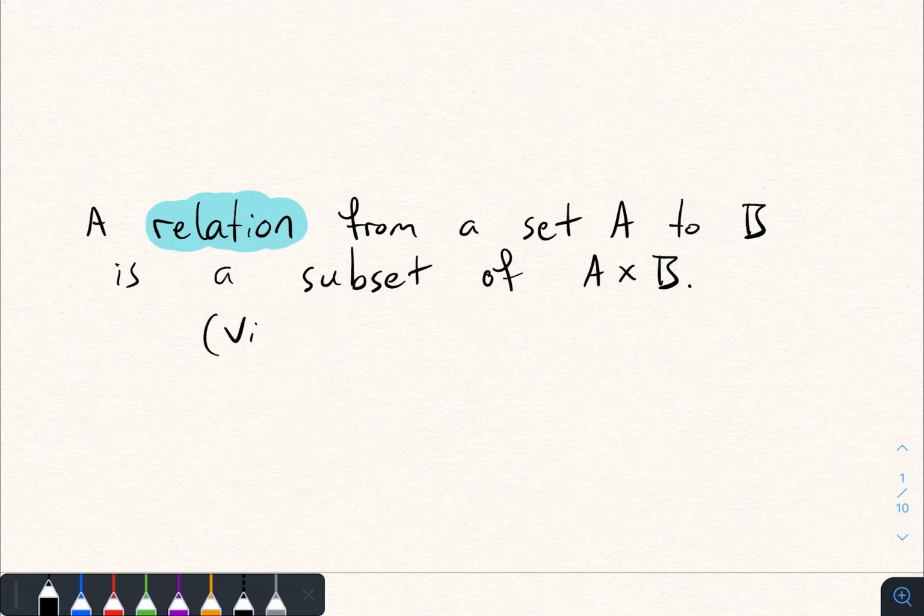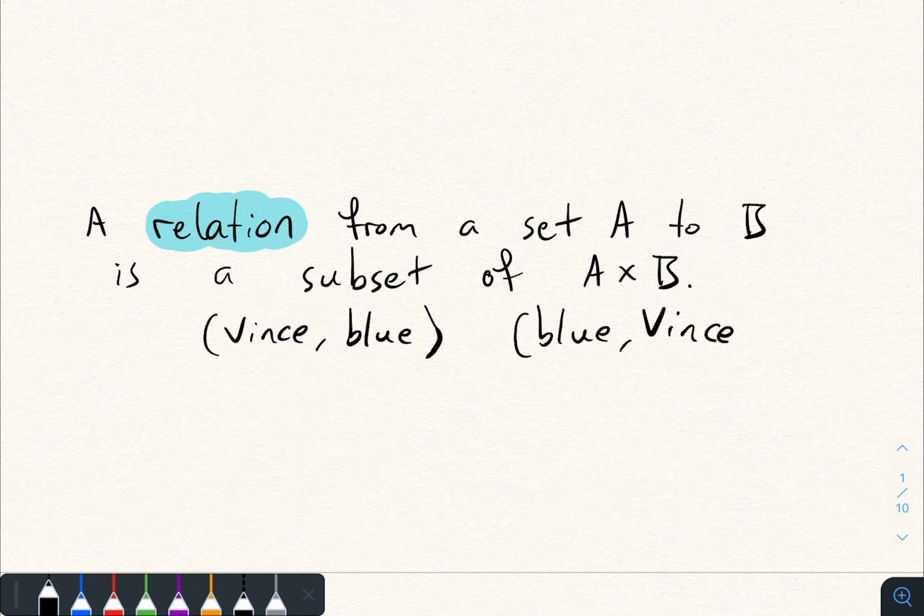So I like the color blue. If we stuck with that previous example where A is a set of people and B is the set of colors, then (Vince, blue) would be an element of that relation. However, (blue, Vince) would not be an element of that relation because this is not a subset of A cross B. It's a subset of B cross A. B is our colors, A is our people, so this would not be in our relation.